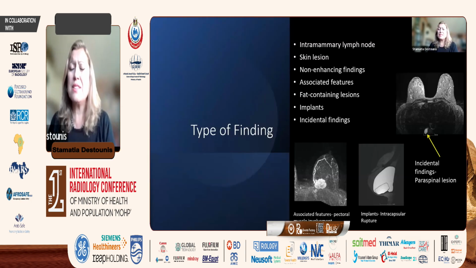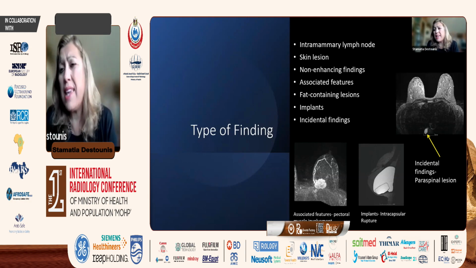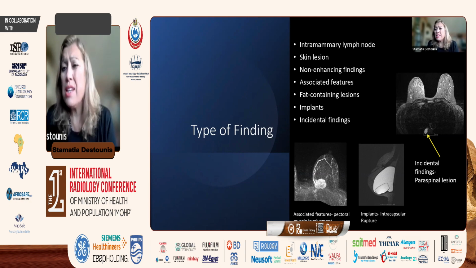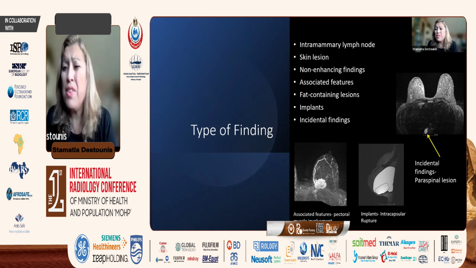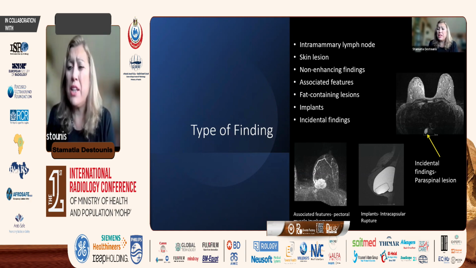The type of findings we notice and have to report are intramammary lymph nodes, a skin lesion, something that does not enhance. Other associated features, such as involvement of the pectoralis muscle in a patient with a new diagnosis of carcinoma and a known new breast cancer, a fat-containing lesion, an implant rupture, such as an intracapsular rupture in a patient with implants, or other incidental findings that are not in the breast or the axilla, such as this paraspinal lesion.